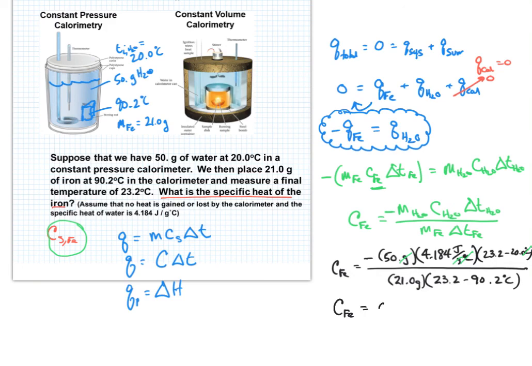When we do this calculation, this is equal to 0.48 joules per gram degree C. That is my specific heat of iron. Now, you might be wondering where this negative sign went. Well, 23.2 minus 20.0 is a positive number, and 23.2 minus 90.2 is a negative number. So that negative times a negative turns this into a positive number. We can't have a negative specific heat, so we anticipate this being positive. That's taken care of in this negative change in temperature.